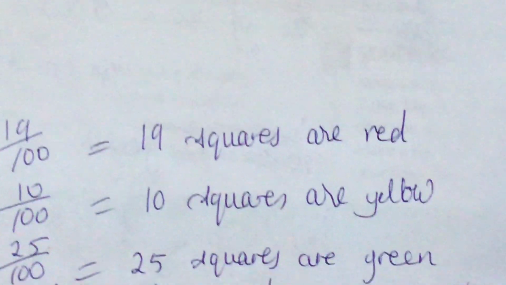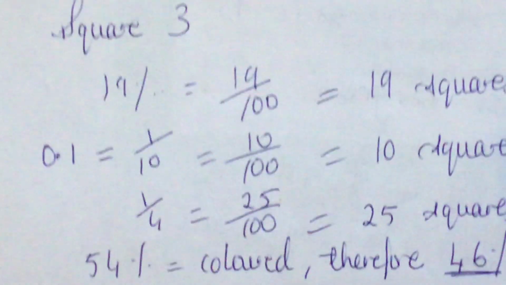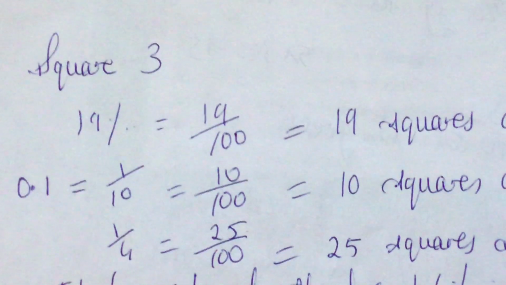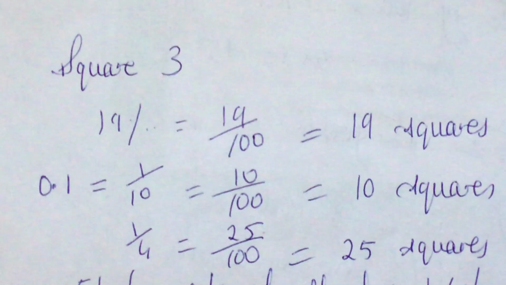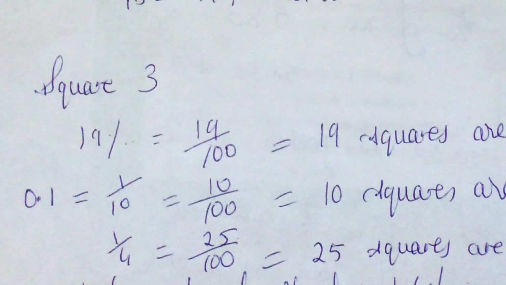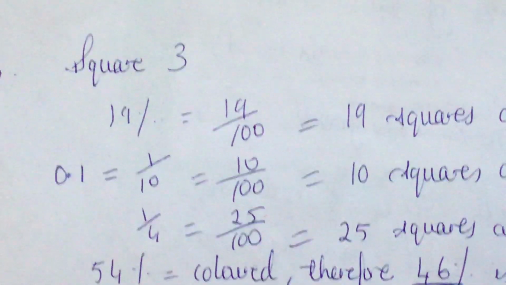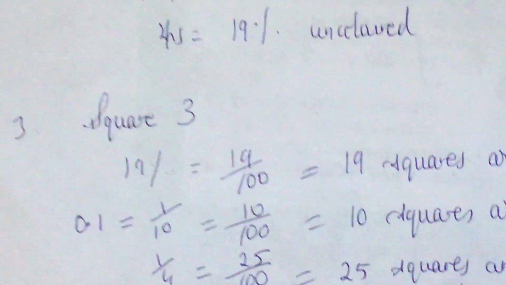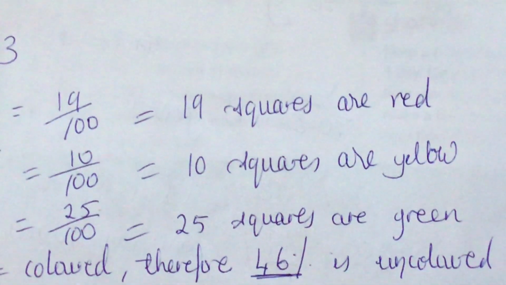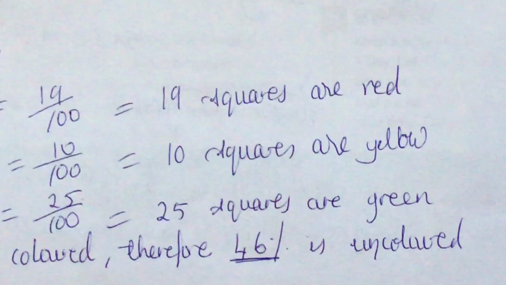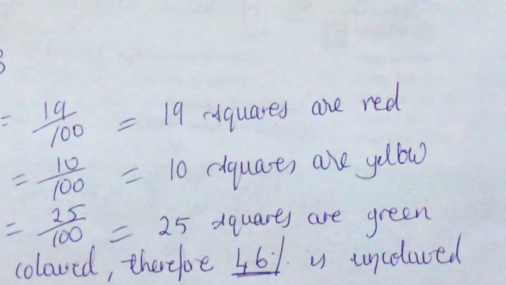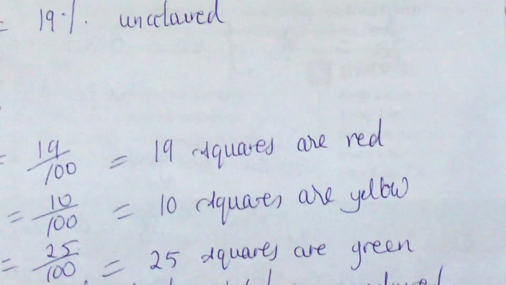Then you add 19 and 10 and 25 and you get 54 out of 100. That's 54%. So if 54% are coloured, we take 54 away from the total 100%. The 54 squares that are coloured in away from the total number of squares, which is 100, and we're left with 46 out of 100 squares that are not coloured. So 46% is uncoloured. Very, very clear.